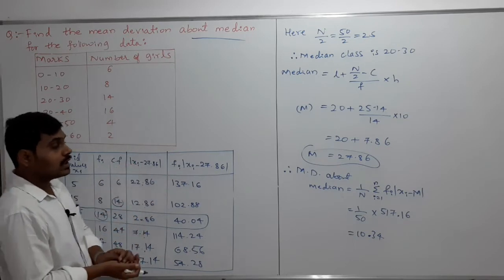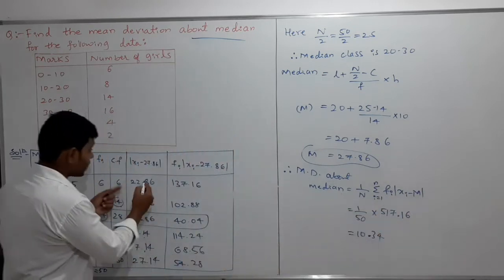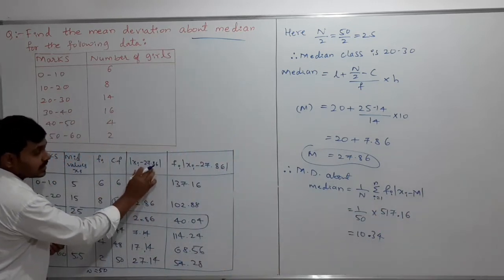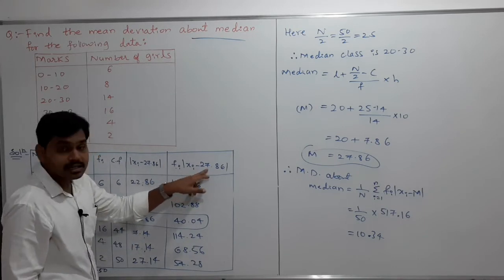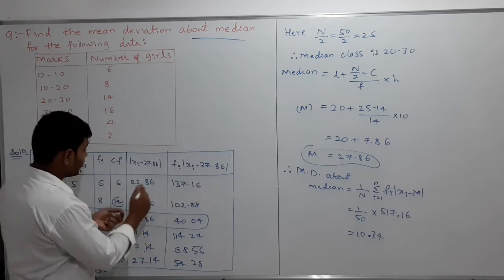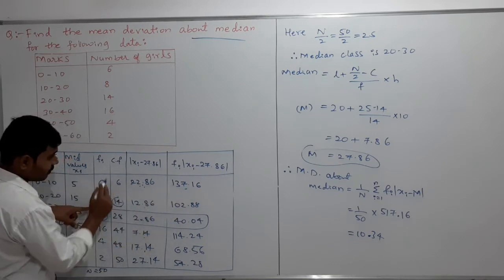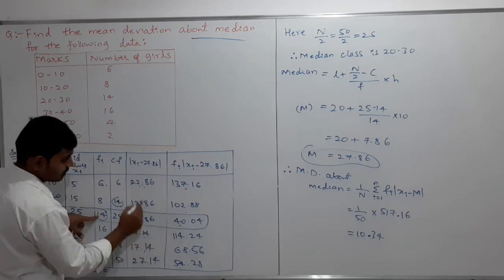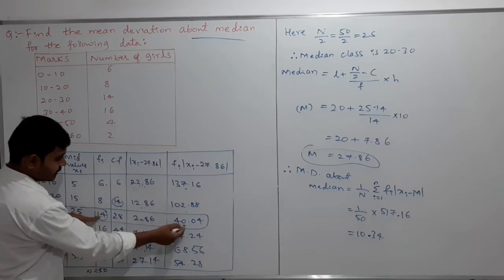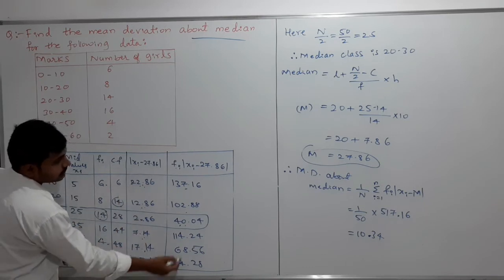But actually we need the summation of Fi into modulus of xi minus m. This table is the xi minus m table. To this one you should multiply the frequencies, that is Fi into modulus of xi minus 27.86. It means you should multiply this value into this value. If you multiply these two, you will get this much. Likewise for each pair, multiply the frequency and this value, and you will get this much.